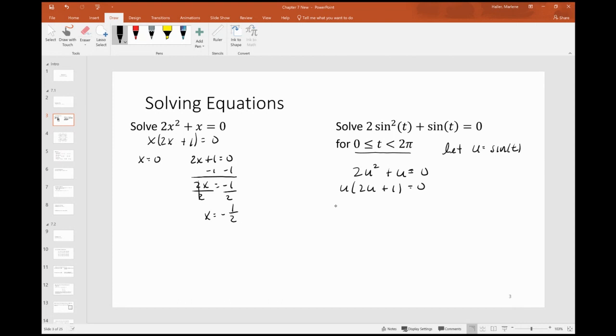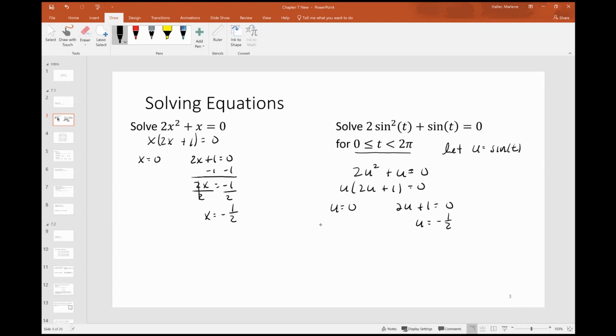Then employing the zero product principle, we see that either u equals 0 or 2u plus 1 equals 0. Solving the second equation for u means subtracting 1 and dividing by 2. So u then has to equal negative 1/2. Same solutions we received in the quadratic equation over here, but I've made this u substitution. Now I need to undo that u substitution. Because I want to solve in this trig equation for t, not u, let's undo it.